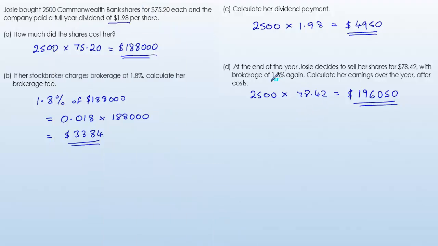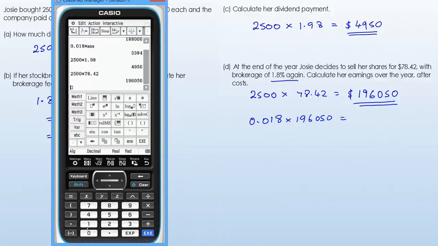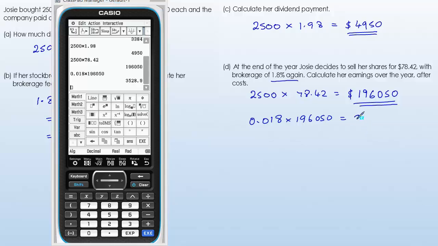And the brokerage is 1.8%. Now that's going to be based on this figure. So that's going to be 0.018. We're doing the same calculation as here, but with this price. So 196,050. So 0.018 multiplied by 196,050. And that's going to give me $3,528.90.